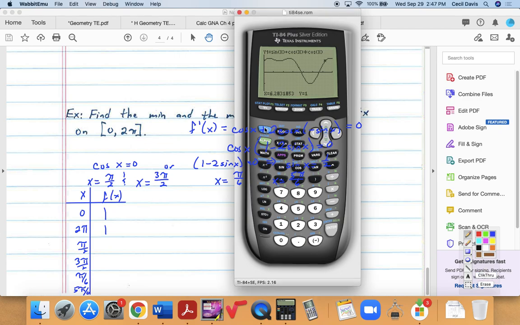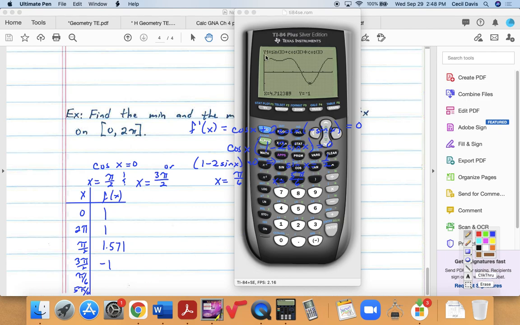At pi over 2, that's that little local minimum of 1.571. At 3 pi over 2, trace this to 3 pi over 2. There's that local minimum, which is also the absolute minimum.